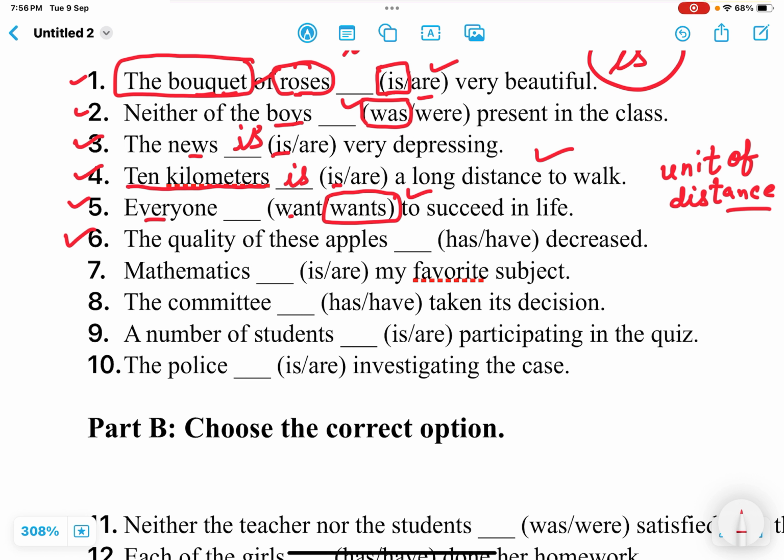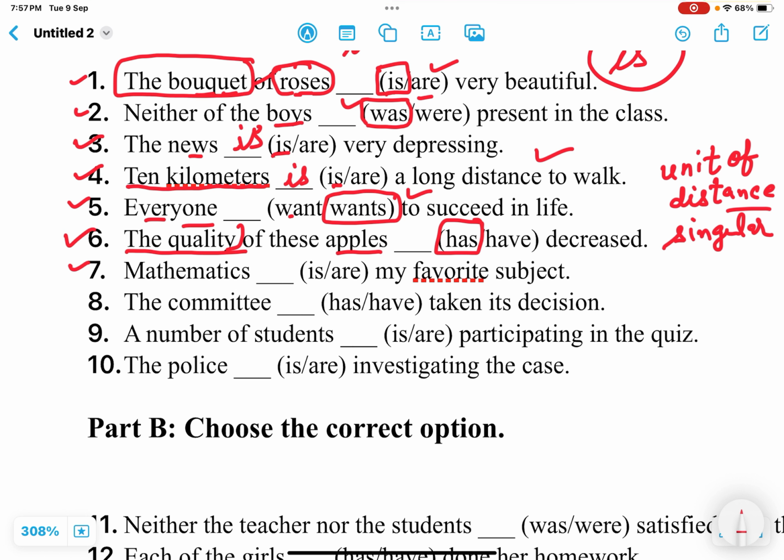Next sentence, the quality of these apples. The first step is to identify the subject. So here the subject is not apples, but the quality of apples. Quality is always singular. So the quality of these apples has decreased. Here have is plural and has is singular. So we need to choose a singular verb according to the subject.